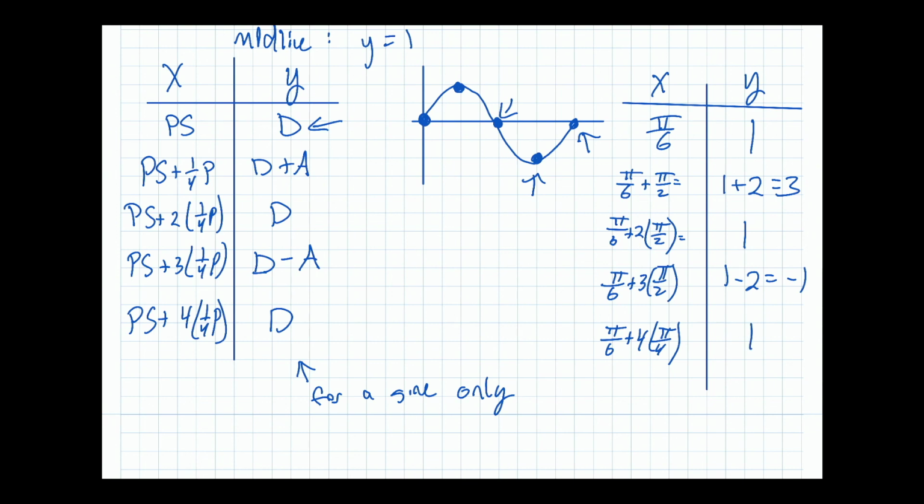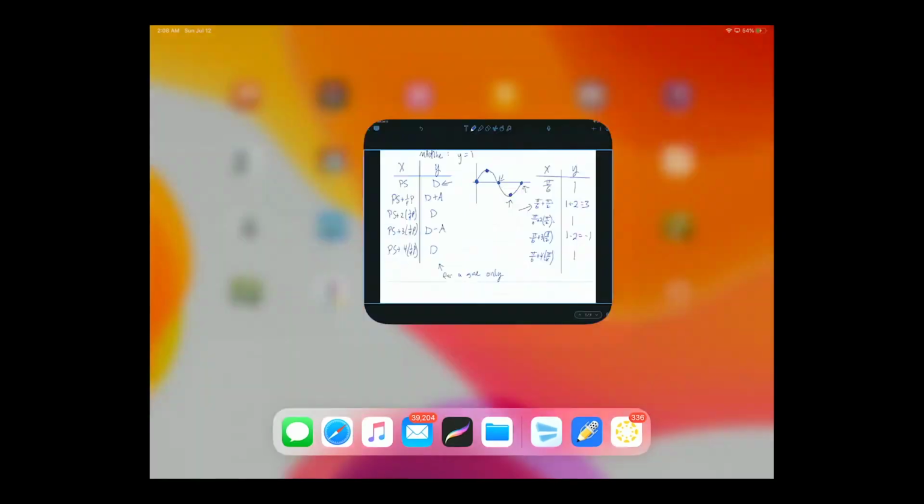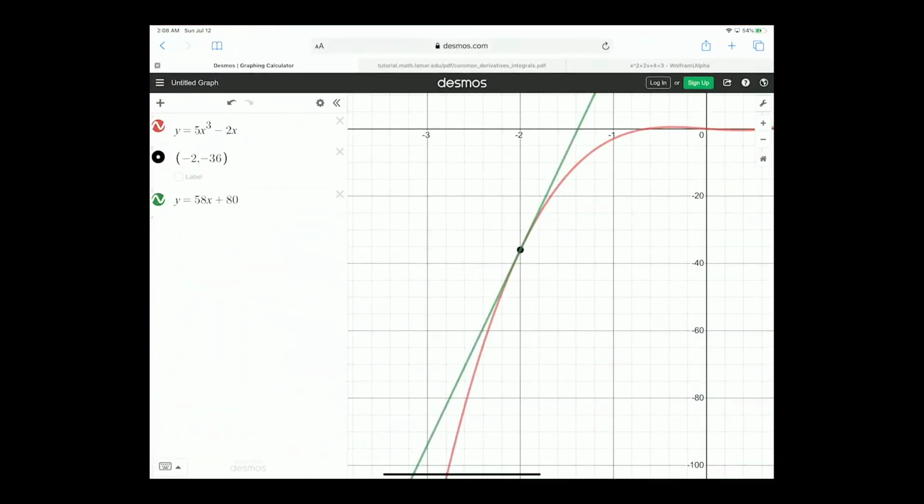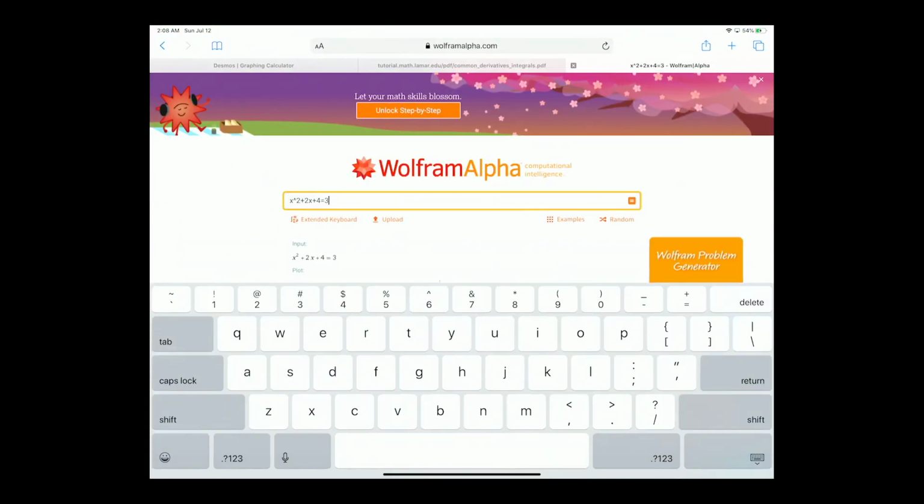Now you need to add these together. If you have a calculator that can do that, that's great. It's good to have a calculator that can add fractions. If you don't, you could use Wolfram Alpha to help. So like pi over 6 plus pi over 2, you come here, you go Wolfram Alpha. Pi over 6 plus pi over 2. Hit enter.